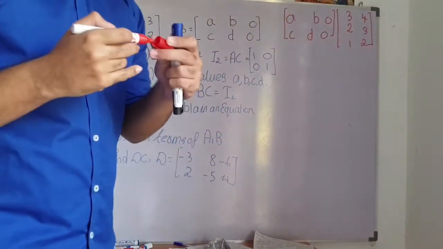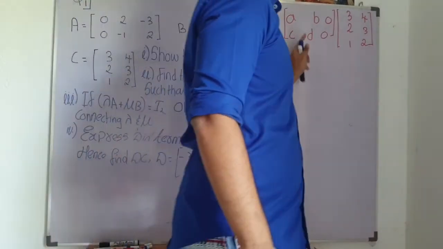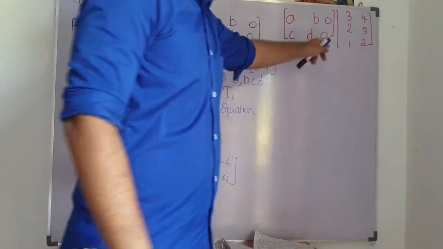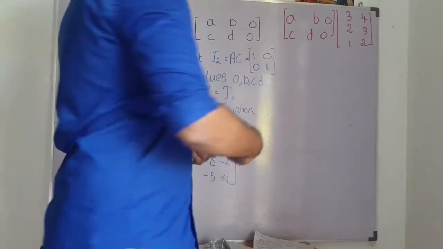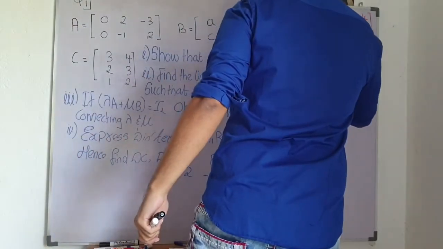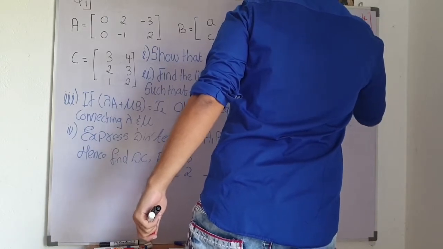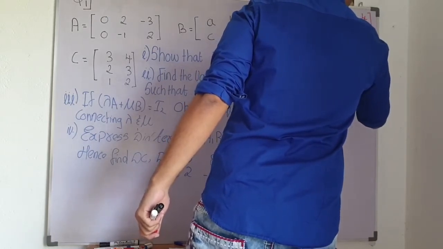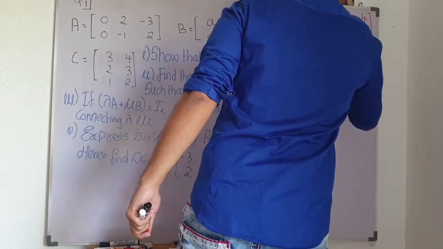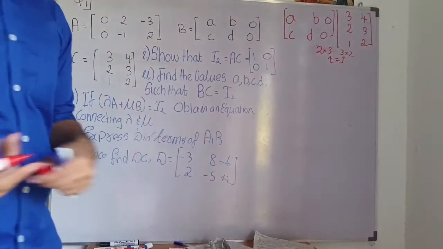Now we've got to understand here that there are 2 rows and 3 columns, and there are 3 rows and 2 columns. So you always write the order here. Make sure you write it: 2 into 3, 3 into 2. So this and this are equal, and therefore this is going to be equal to each other.